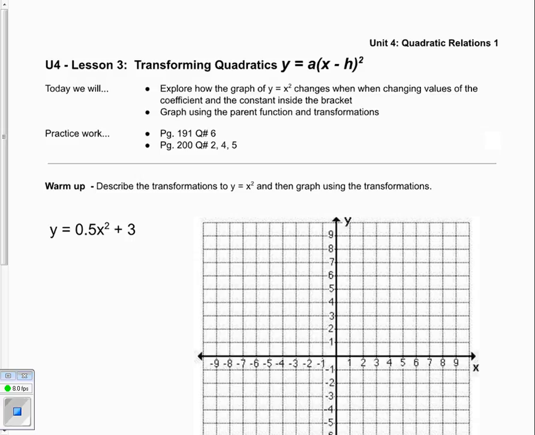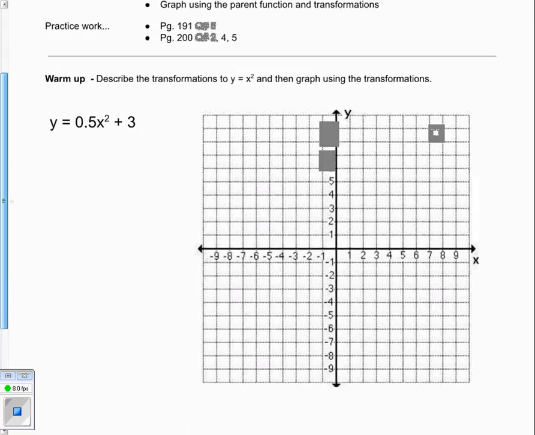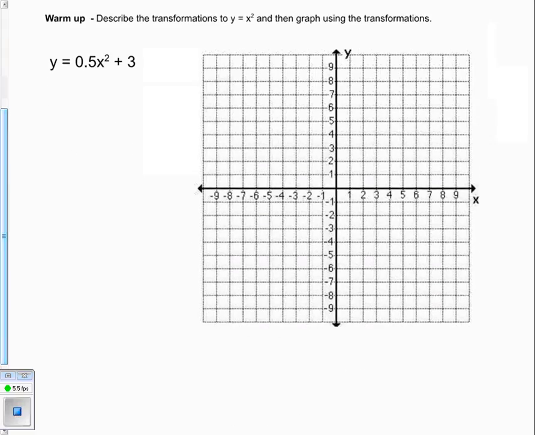To start off, though, we're going to do some warm-up. We're going to describe the transformations to a parent form of a parabola, and then we're going to graph those transformations. Bear in mind, again, that the parent form of a parabola is y equals x squared. In this case, we have a parabola that is not in the parent form. There's a different value of a and a different value of k. First we're going to describe in English what those transformations are. So quickly, let's identify what the a value and the k value are.